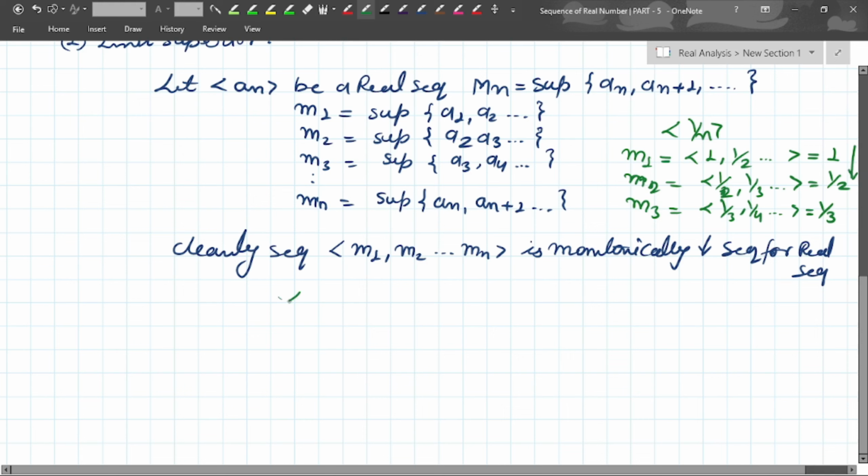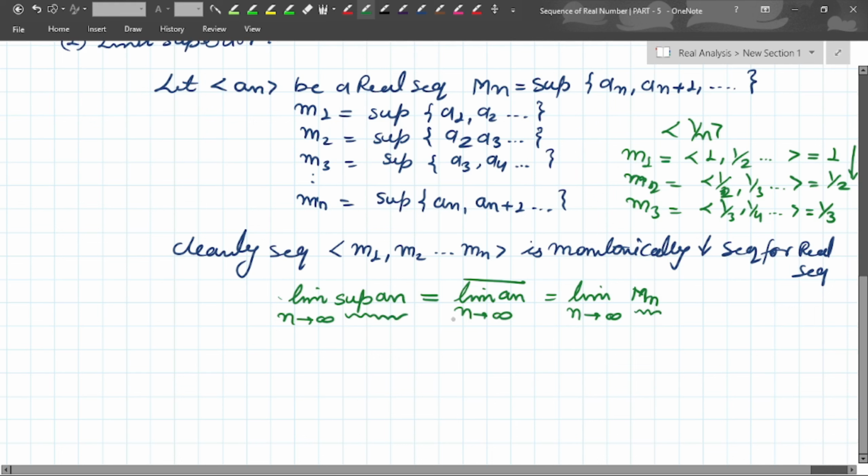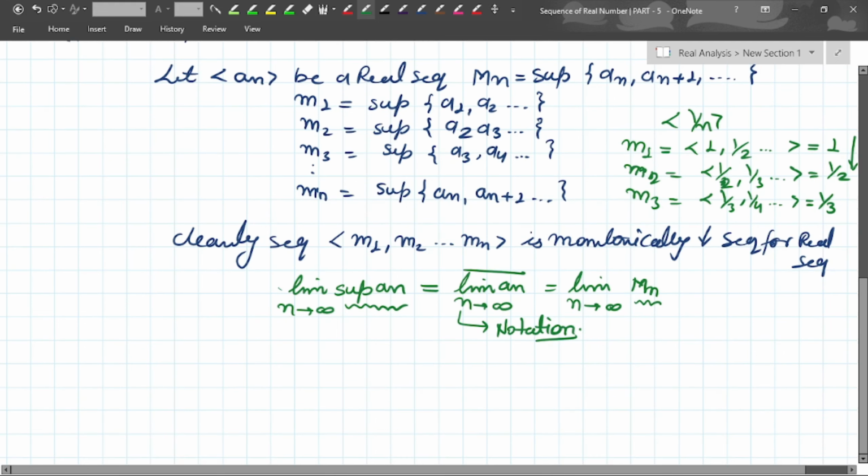So from here, the limit as n tends to infinity of the supremum of a_n is nothing but the limit of a_n as n tends to infinity, which is the limit superior. We can say that the limit as n tends to infinity of all these m_n is nothing but the supremum. This is the notation which we will use for limit superior. This is the concept of limit superior.